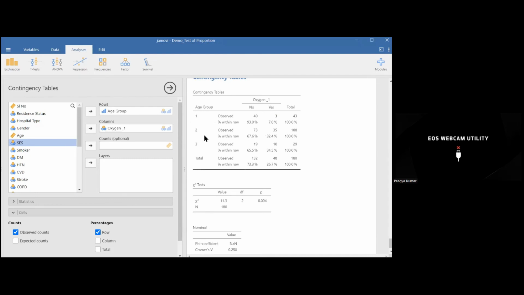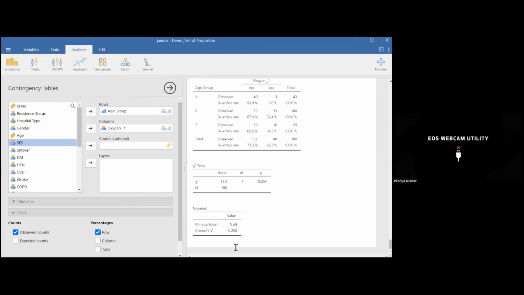So I can see in the various age categories. So this was, I think, less than 30, 30 to 60 and more than 60. So you can see that the requirement of oxygen was highest in the more than 60 years, followed by 30 to 60 and least in the less than 30 year age group. The p-value was significant and the phi and Cramer's V is of a moderate effect size.